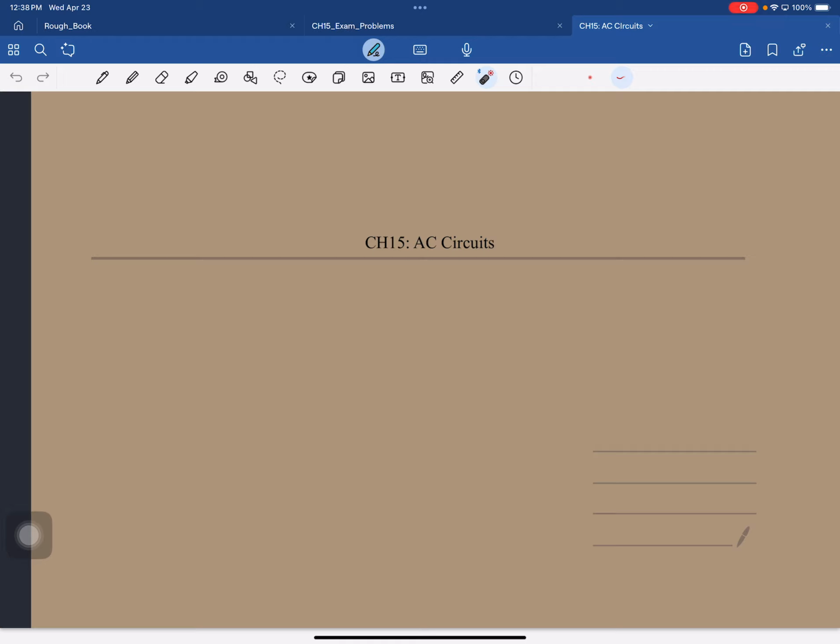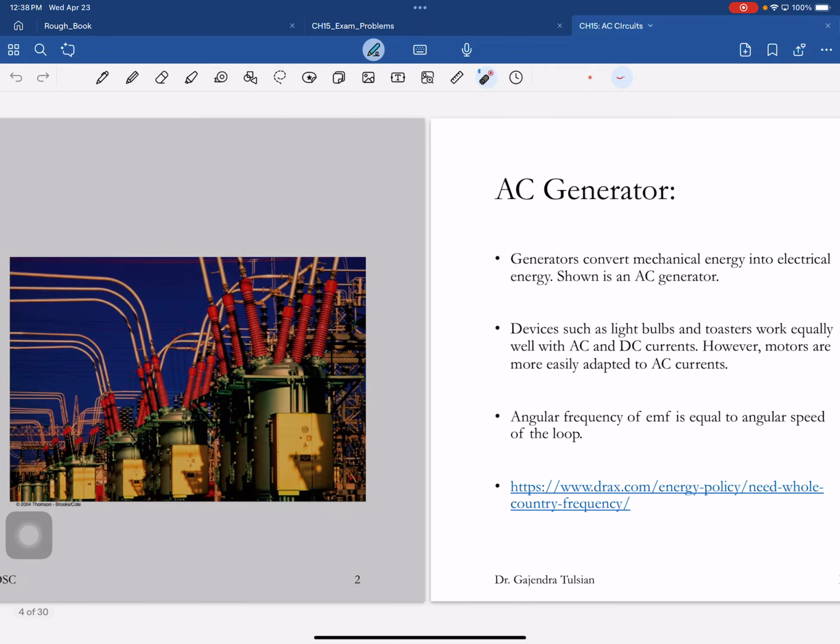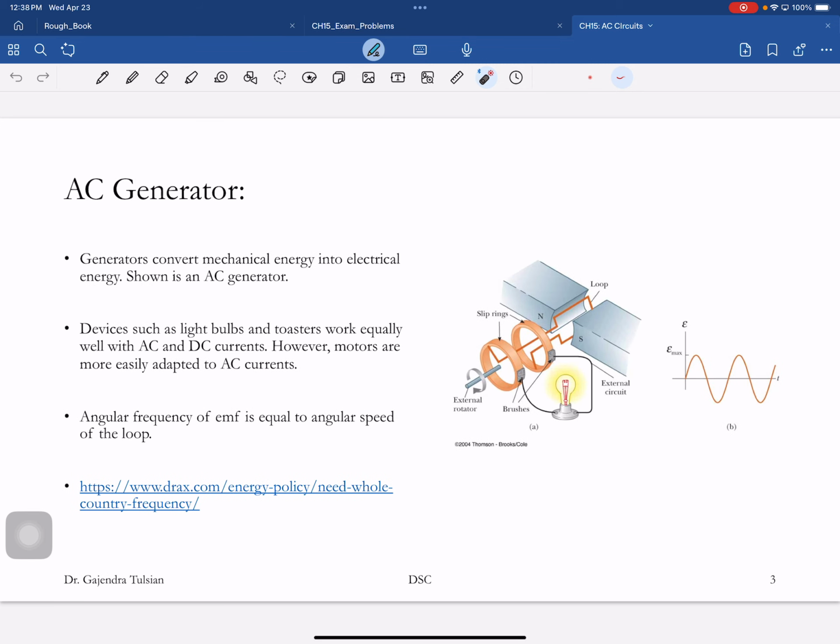So in this chapter, we'll do AC circuits. What this means is, to a circuit, we'll connect an AC source, an alternating current source. Let me show you how to produce alternating currents.